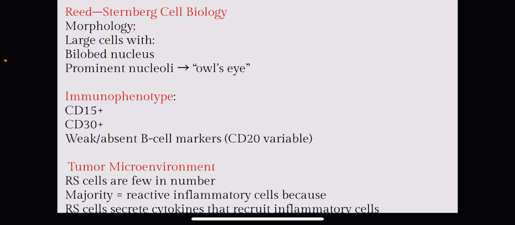Now let's see what is Reed-Sternberg cell. Let's see the morphology. Those are large cells with a bilobed nucleus. This is a peculiar feature seen in Hodgkin lymphoma. And there is a prominent nucleoli, so we call it as owl's eye. Now coming to the immunophenotype, there is CD15 and CD30 presence. These are markers. Also, there are weak B cell markers, which is CD20, which is variable.